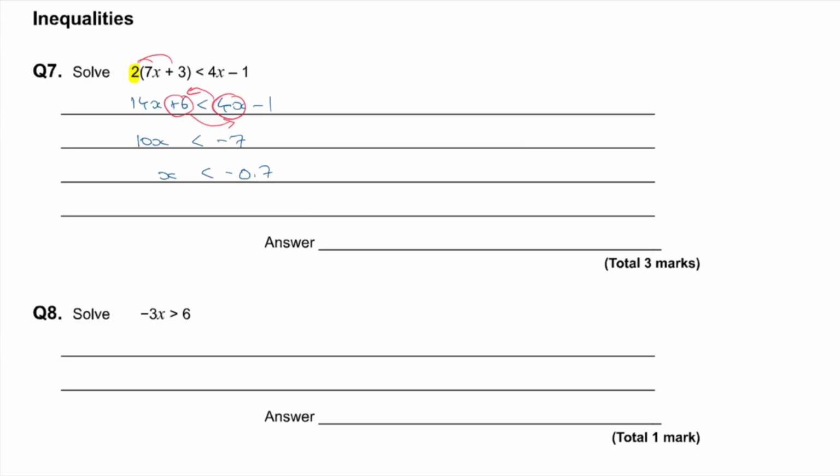Okay. Question 8. Solve negative 3x is greater than 6. Now beware here, there's a trap. Okay, because I've got a minus sign in front of the x. And inequalities behave really weirdly with negative numbers. Now there are 2 ways to approach this. Either you just avoid dividing through by negatives, and you can do that by, if your unknown is negative, just shifting it over to the other side of the equation, make it positive.